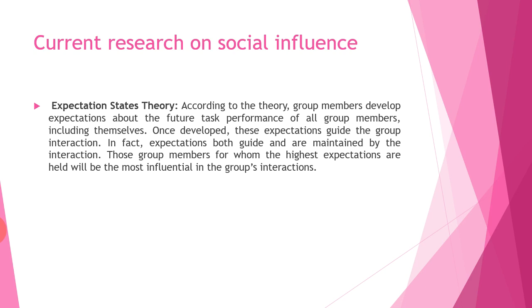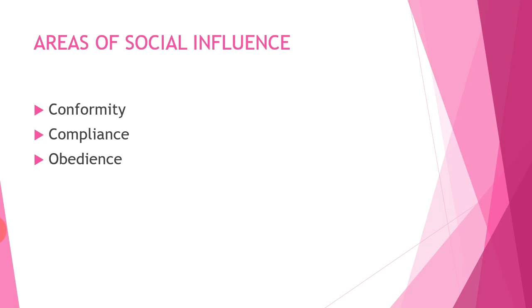So these were the current researchers in the social influence area. Next come the three different areas of social influence. These are the three areas in which we can change, intentionally or unintentionally, the attitudes, feelings, thoughts, and behaviors of another individual. The first one is conformity, the second is compliance, and the third is obedience.